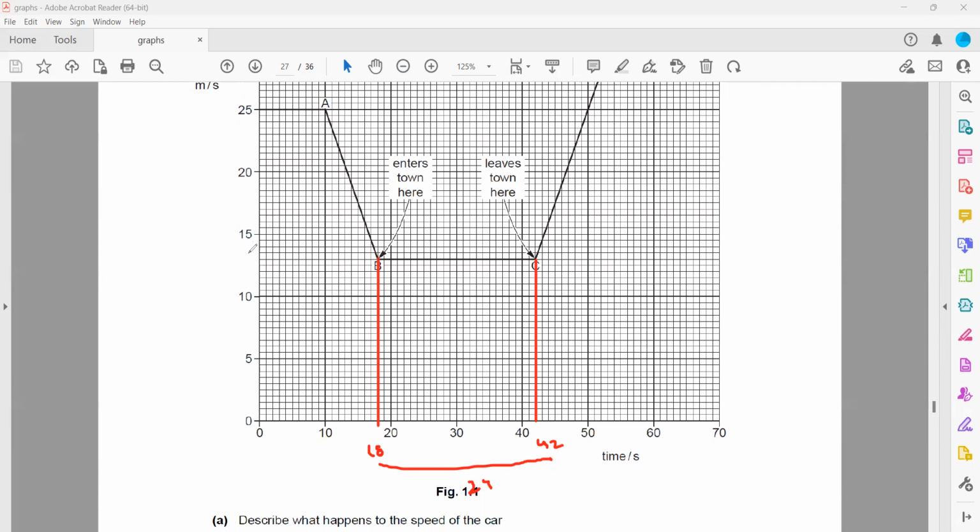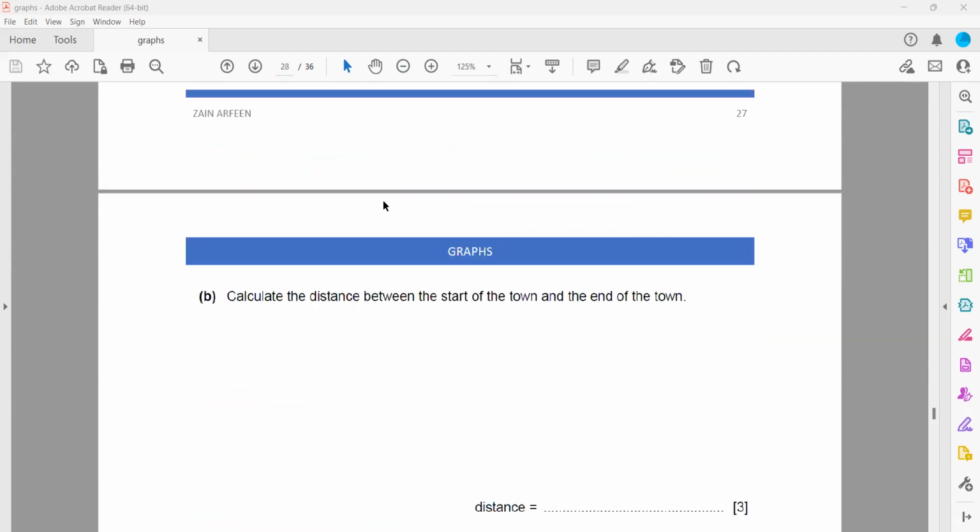So the length is 24. And the height is how much? Each 10 boxes equals 5, so each is 0.5: 11, 12, and 13. So this is 30. It will be 24 multiplied by 30, which equals 312. So 312 meters is the distance traveled by this car.